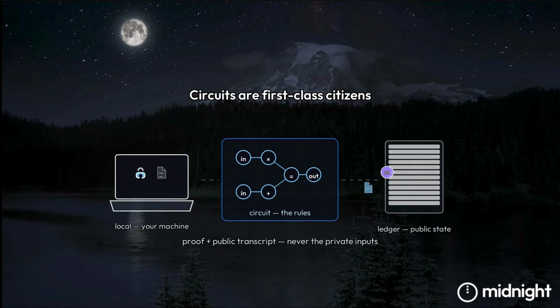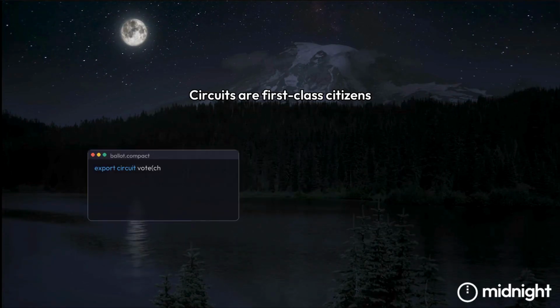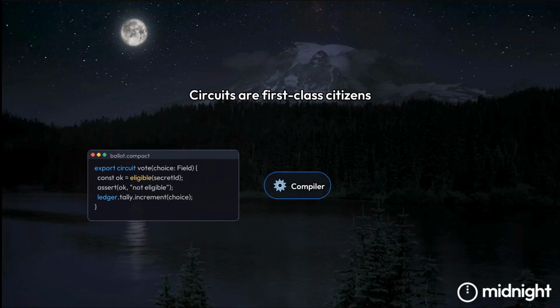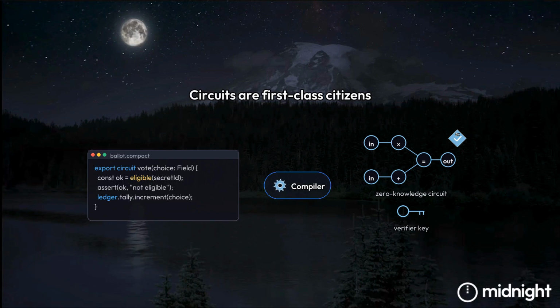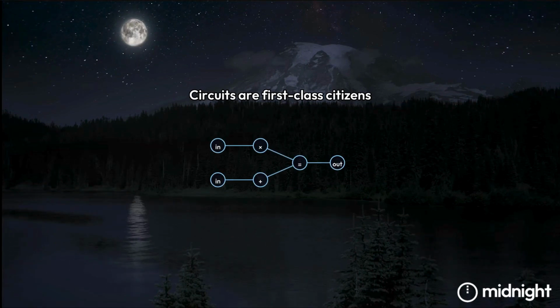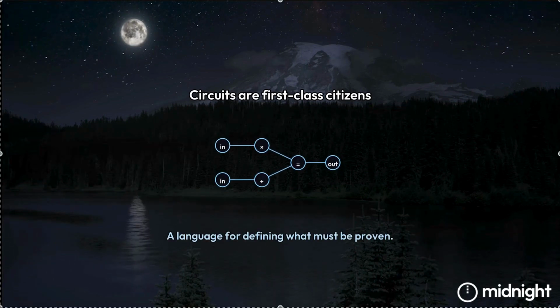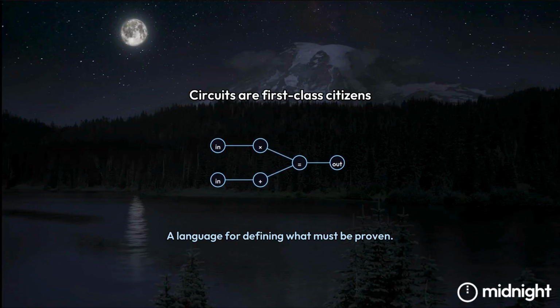The compiler doesn't just output application logic, it outputs the zero-knowledge circuits that prove each interaction followed them. The circuit is not a side artifact. It is one of the central objects the language expresses. Compact is a language for defining what must be proven, not merely for writing code that runs on-chain. Once proofs are central, the language has to show you where every value lives.